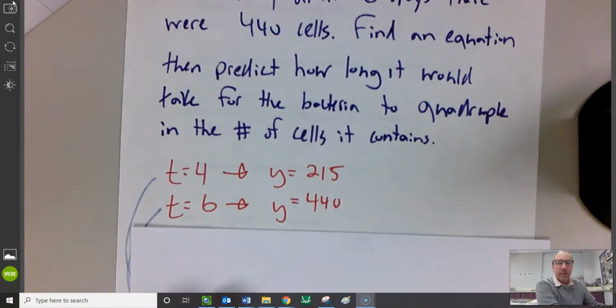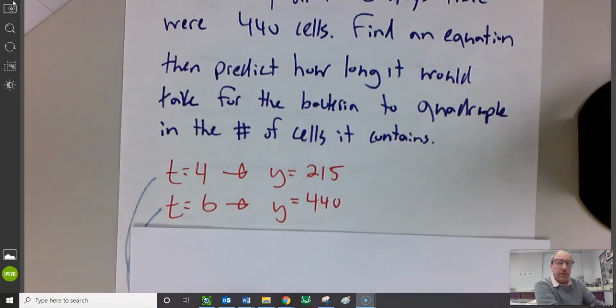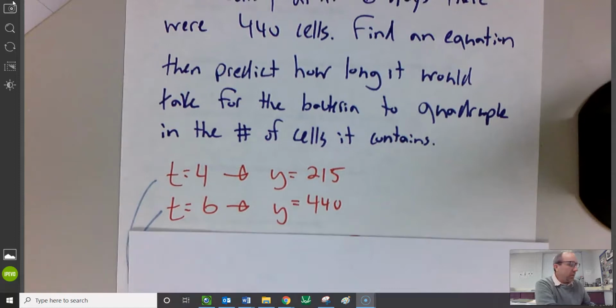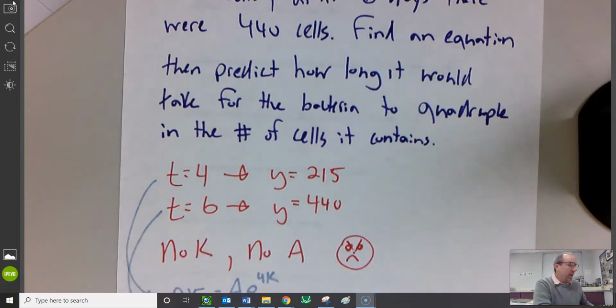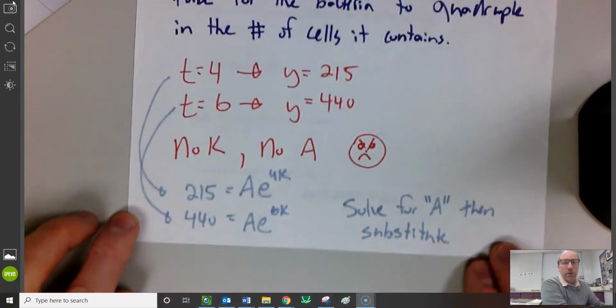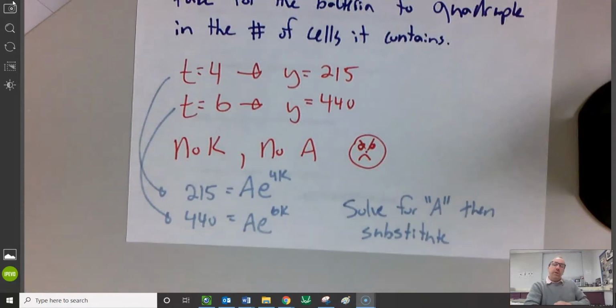So there's the information. After 4 days, there's 215. After 6 days, there's 440. We don't have A. We don't have k. Those are our two unknowns. But there are the two equations we have, okay? So we can solve this.